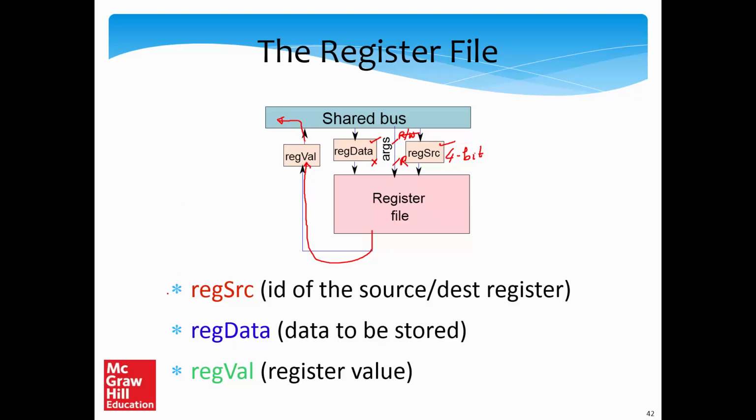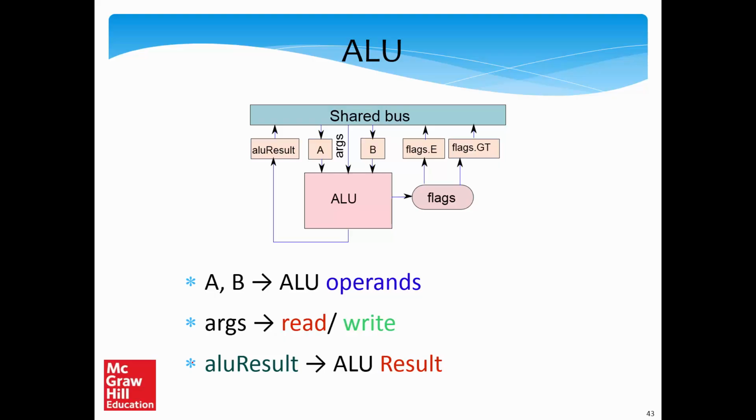Alright, so we have reg source, which contains the ID of the register, reg data, which contains something if something has to be written, and reg val, which is the value of the register which was just read. Alright, let's take a look at the ALU.